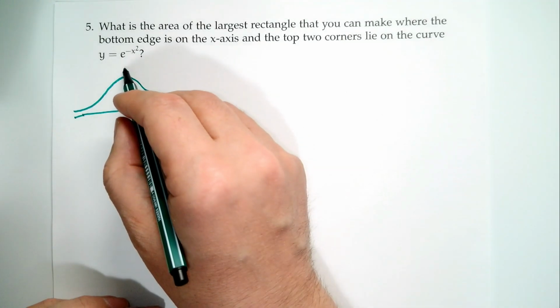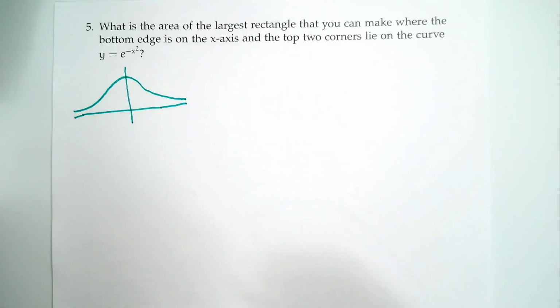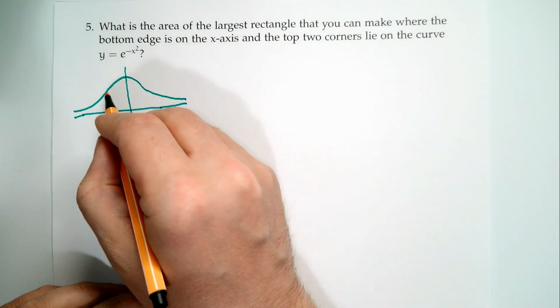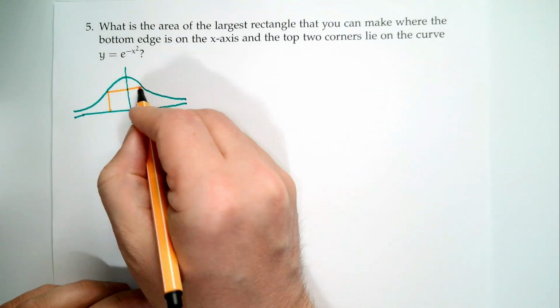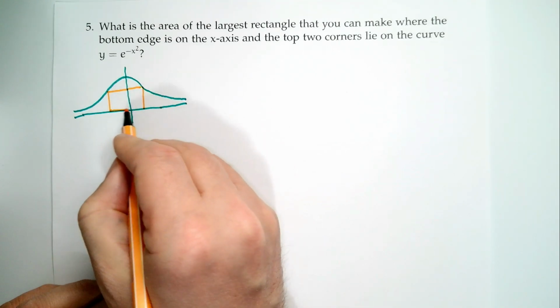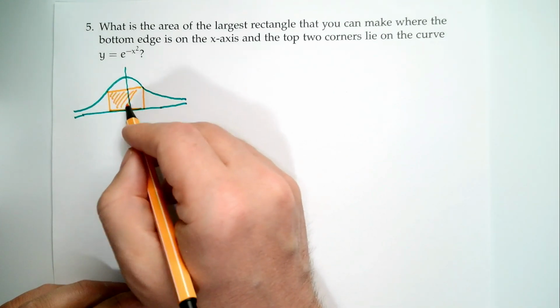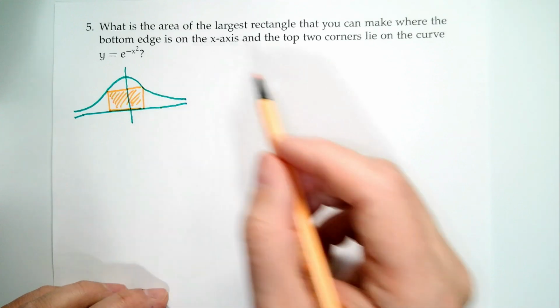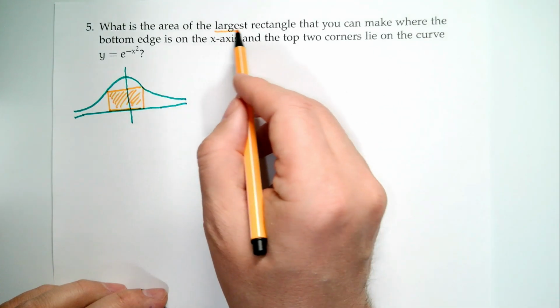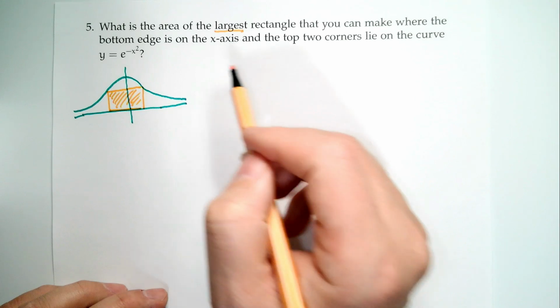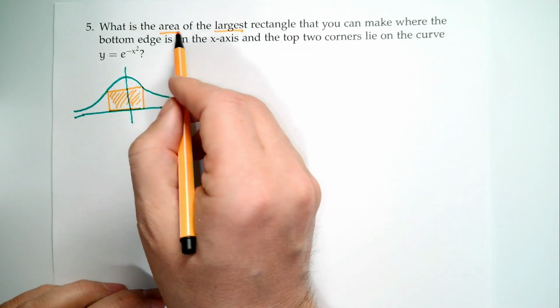Now, why do I say that in that very mysterious voice? Well, it turns out this is a very special curve, and this is called the bell curve. And it's an important curve if you're doing statistics, for example. Now, so what do we have? Well, what we have is we have this rectangle. And it looks something like this, because the bottom edge is on the x-axis, and we have our shape, and our goal is, what are we trying to make? Well, notice it's the largest, so we know our optimization, and largest area.